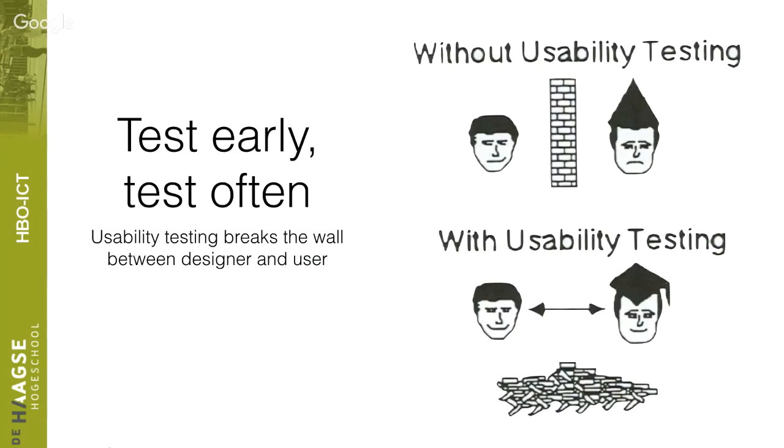So we have the designer, we have the user, and then there's this wall between them, because the designer doesn't talk to the user and doesn't know what the user thinks. But if we break this wall, if we start talking to the end users, then we start to understand where the problems are. And this is what you actually do when you do usability testing. When you're doing usability testing, you try your system with some end users, and then you see what they understand of your system. And that's the whole point of what we're going to do.